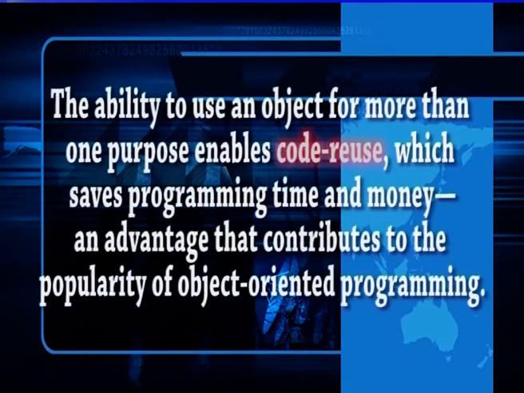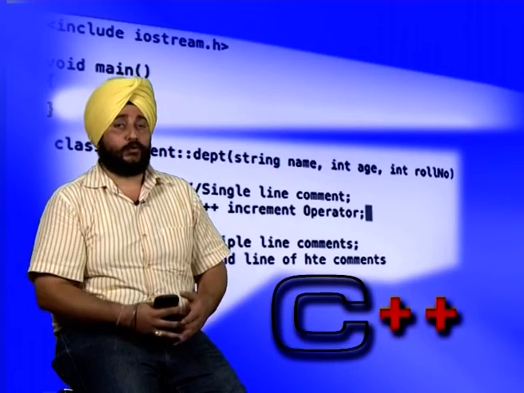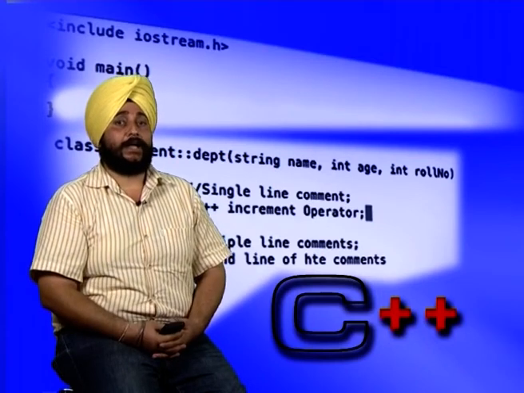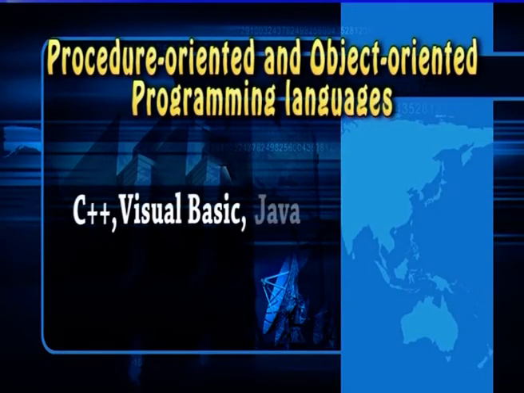The ability to use an object for more than one purpose enables code reuse, which saves programming time and money, an advantage that contributes to the popularity of object-oriented programming. Examples of high-level languages that can be used to create both procedure-oriented and object-oriented programs include C++, Visual Basic, Java, and C#, also known as C sharp.